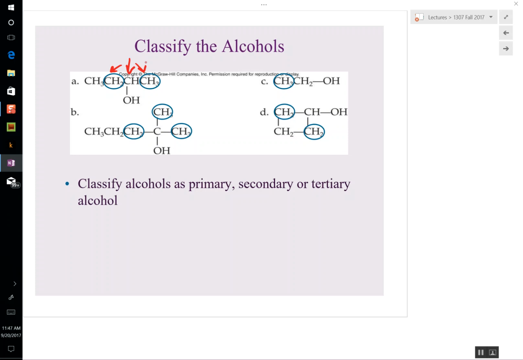Ethanol, 1 carbon. So even if I had over here 1-propanol, or 1-hexanol, or 1-heptanol, 1 anything, is a primary alcohol. Doesn't matter how long the chain is. If I look at that carbon, there is only 1 carbon on it. So it is a primary.